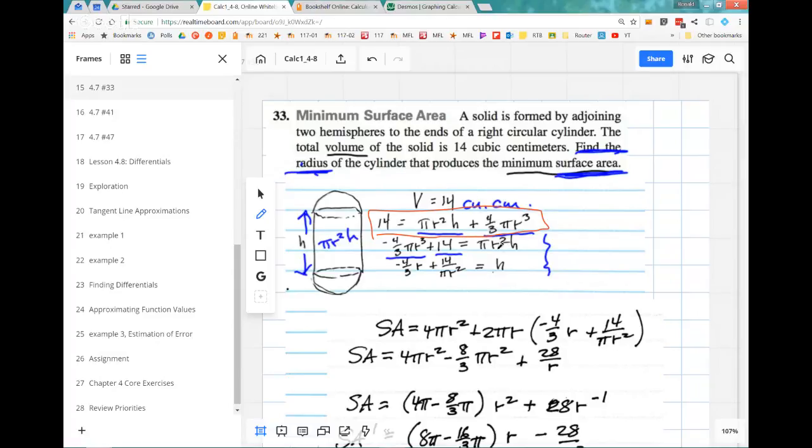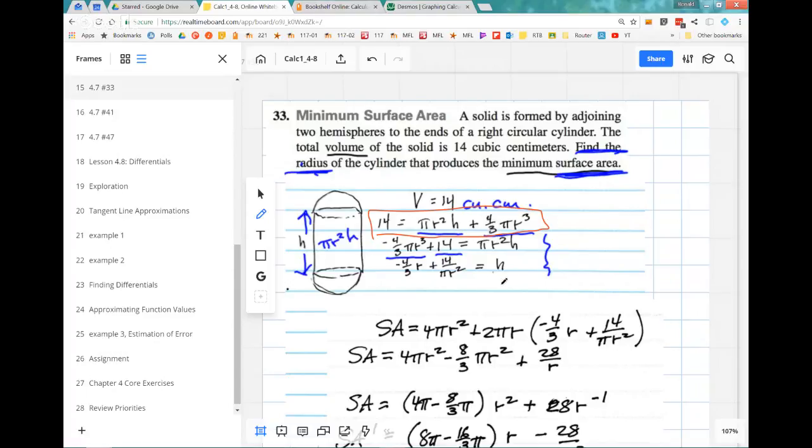So we have 2 variables here. We've got r and we've got h. And as you know, we got to get down to 1 variable. So I decided, well, let's get rid of h. Let's get h in terms of r. So this top part here is me trying to get h by itself. So I left the pi r squared h on the right side. I subtracted the 4/3 pi r cubed. And then I divided both sides by pi r squared. That gave me this expression for h.